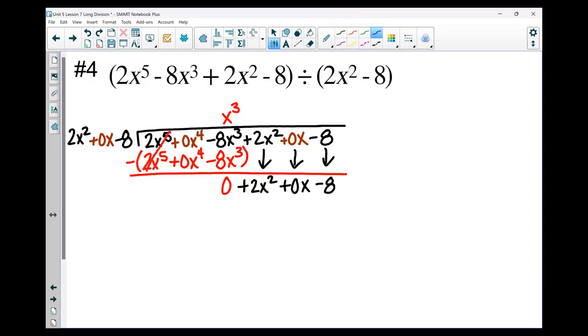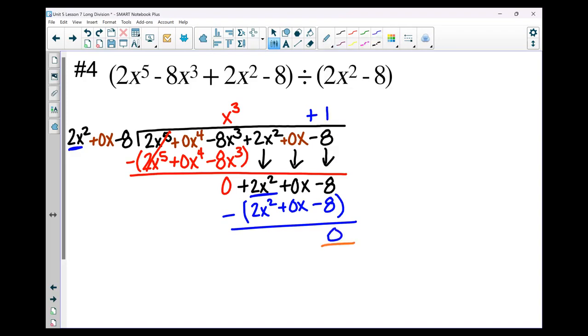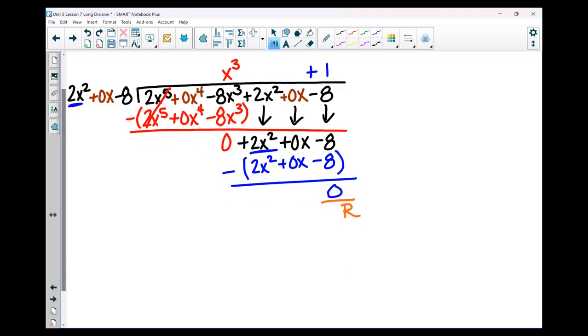Now when I'm choosing what I have to multiply by, I'm trying to get my first term that's not 0, so 2x squared, to match the first term of the divisor. The only way to do that would be to multiply by 1. So I'm going to multiply by positive 1. Subtracting, I notice that I get a remainder of 0, which is a good thing. That means that my divisor is a factor of the dividend. So we're going to take our dividend and write it in its factored form.